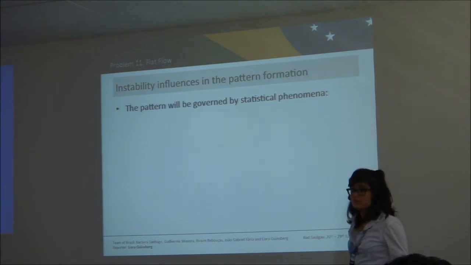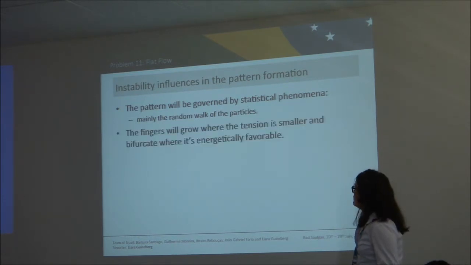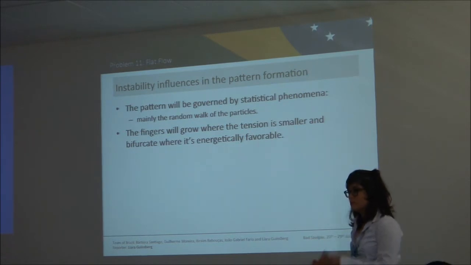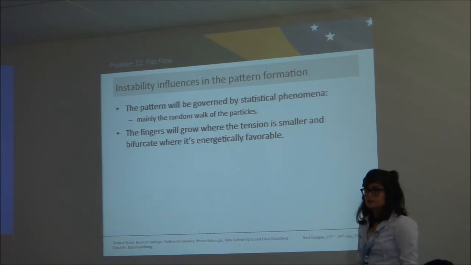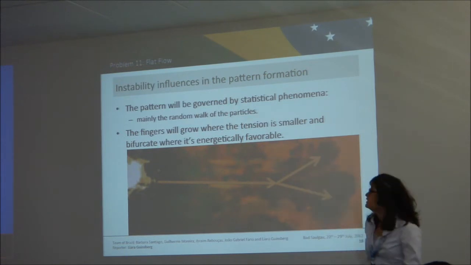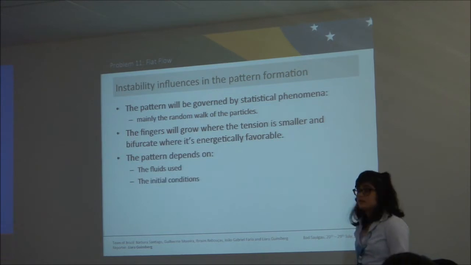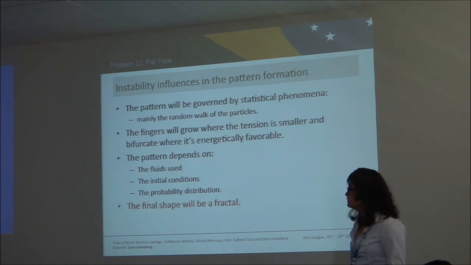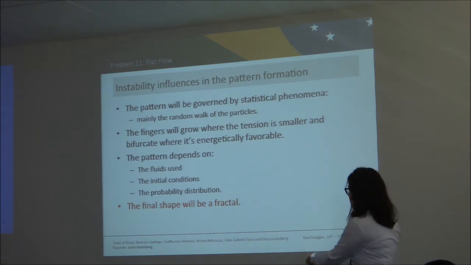The pattern will be governed by statistical phenomena, mainly the random walk of the particles. The fingers will grow where it is energetically favorable and where the tension is smaller. We have this instability, so we do not have a linear boundary. Here we can see the bifurcation of fingers, and the pattern depends on the fluids used, the boundary conditions, the initial conditions, and the probability distribution, and the final shape will be a fractal. This is a very important parameter.